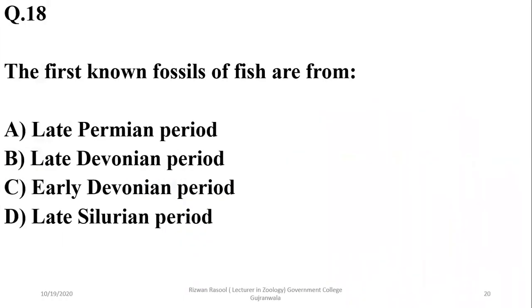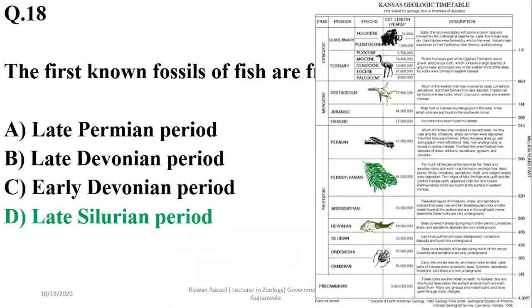The first known fossils of fish are from the late Silurian period, as you can see over here, in the Paleozoic era. At the end of the Silurian period or early Devonian period, there are indications of fossils, and these are actually fish fossils. So the right option is delta.